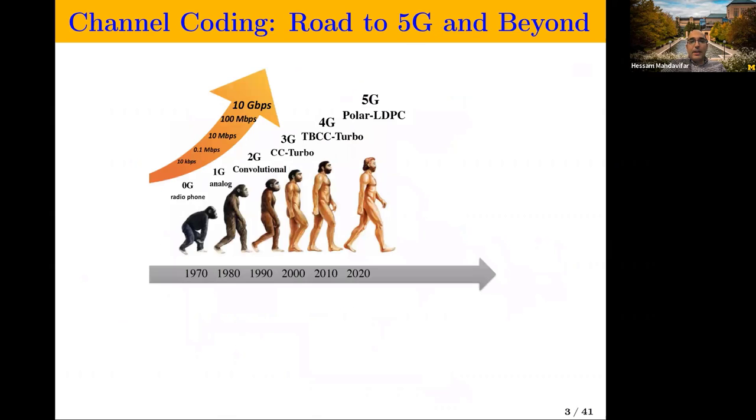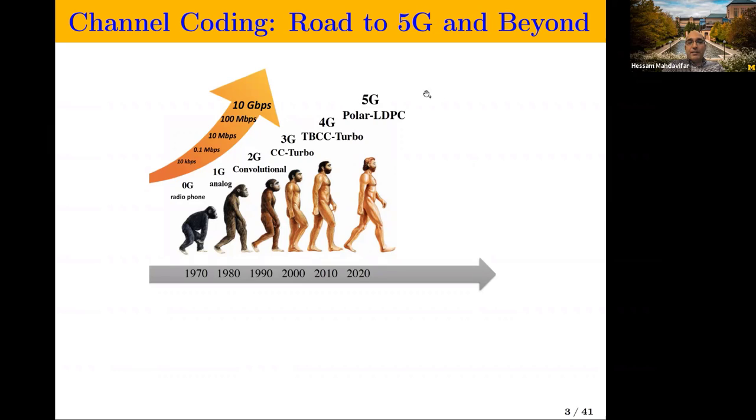Now, looking at the development of wireless systems, from the first generation to the second generation, when systems went from analog to digital, we started having error correcting codes, and convolutional codes were introduced to wireless systems then. In 3G, we had convolutional codes and also turbo codes. As you can see, from 3G to 4G there wasn't really much difference in terms of the channel codes these systems used.